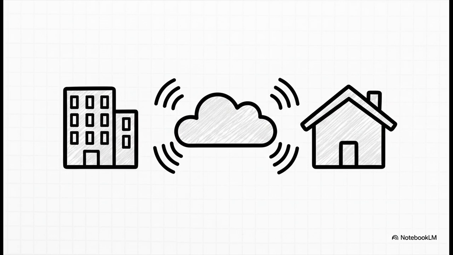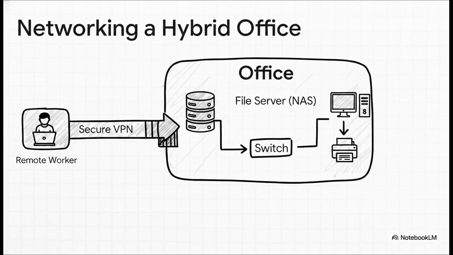For a second example, let's look at something really relevant today. A modern hybrid office, right? Where you've got some people at their desks and others working from home. This whole way of working is only possible because of smart networking. So you've got a central file server, often a little box called a NAS, or network-attached storage, that lets everybody access the same shared files, no matter if they're in the building or on their couch.